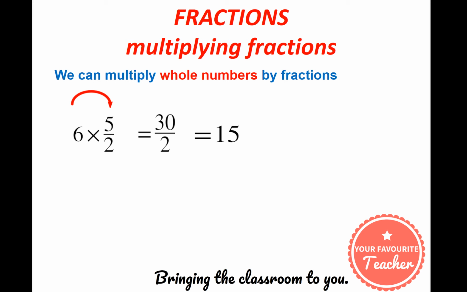Let's take a look at another example. We have 8 times 2/3. Once again, we only multiply the whole number by the numerator. So that becomes 8 times 2 is 16. So it's going to be 16 divided by 3. We keep the denominator as it is. That cannot be simplified. So the answer is 16/3.